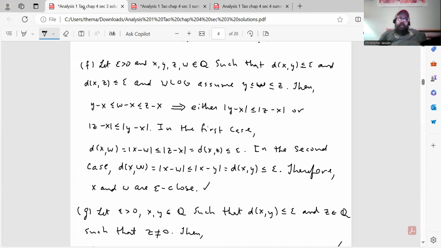Then if we add the negative of x to all three sides, the order is preserved, so we get y minus x less than or equal to w minus x less than or equal to z minus x, which implies that either the absolute value of y minus x is less than or equal to the absolute value of z minus x, or the other way around. In the first case, the distance between x and w is equal to the absolute value of x minus w, which is less than or equal to the absolute value of z minus x, which is the distance between x and z, which is less than or equal to epsilon. And in the second case, same thing, it's just you use the upper bound, the absolute value of x minus y. Therefore, x and w are epsilon close.